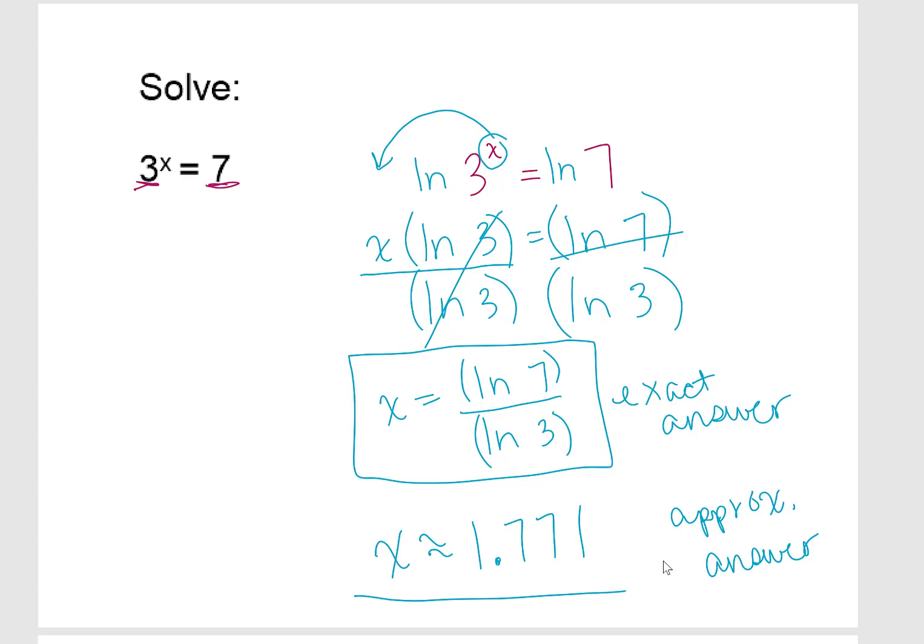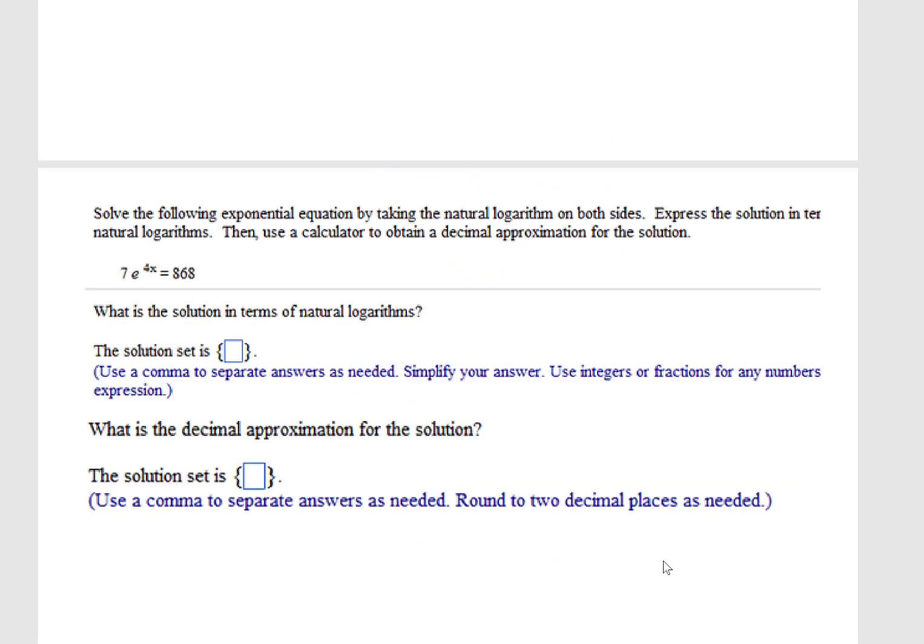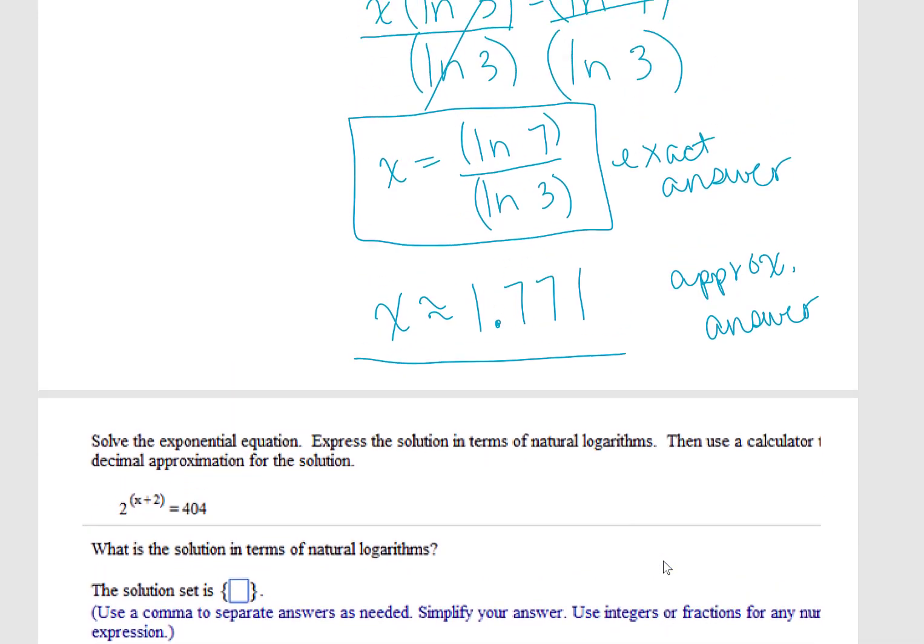Now that's only if they ask for an approximated answer. In my math lab, it is usually in that small blueprint.